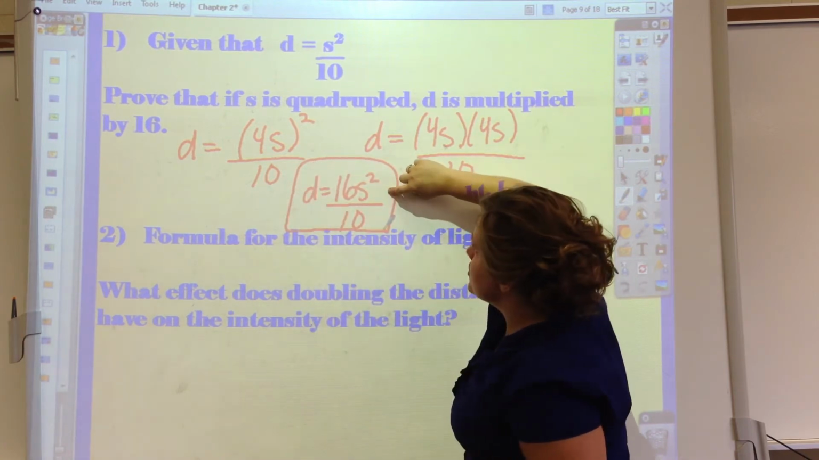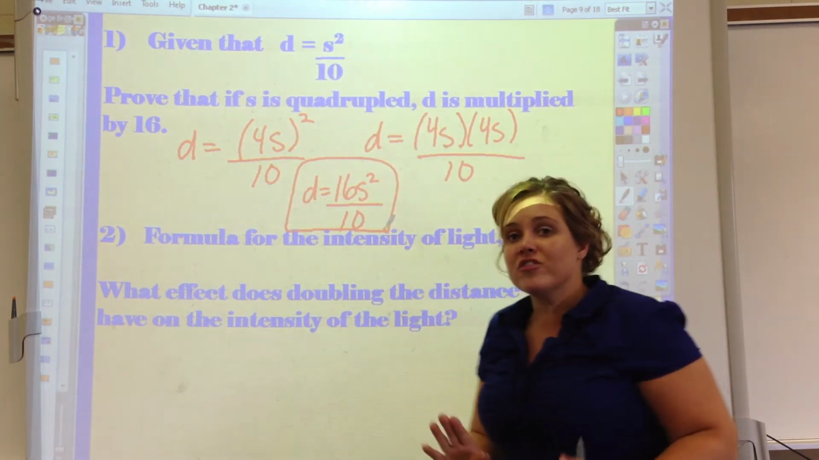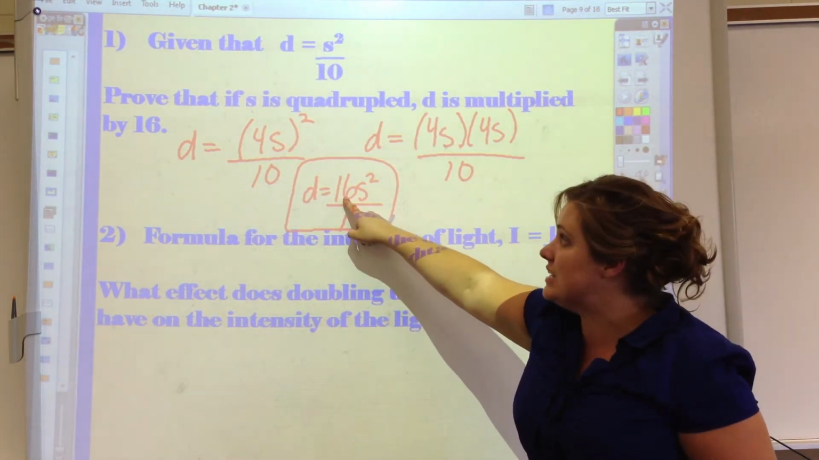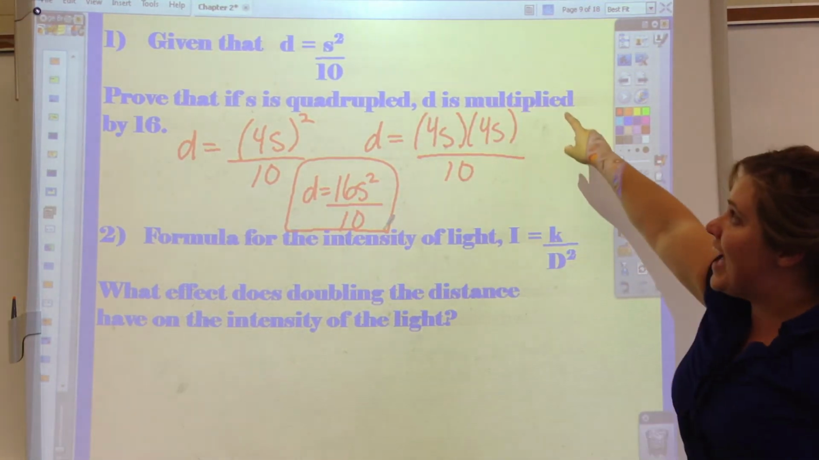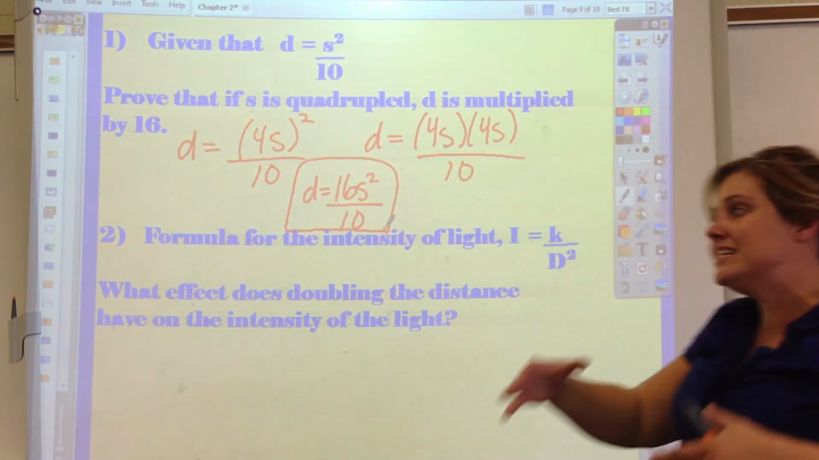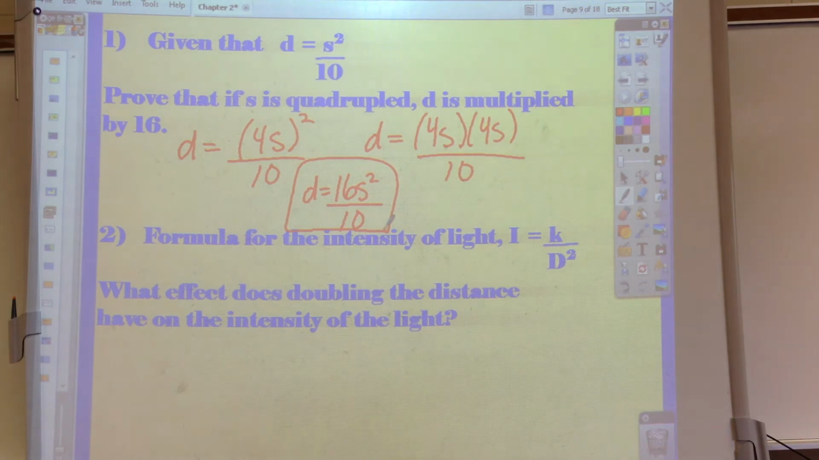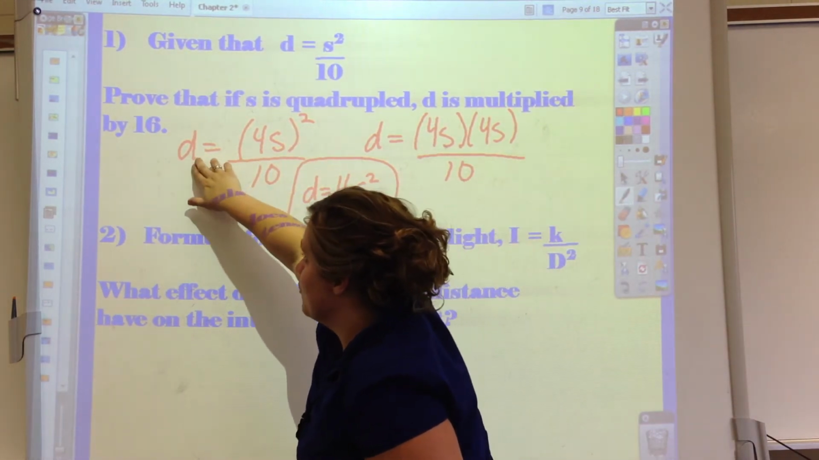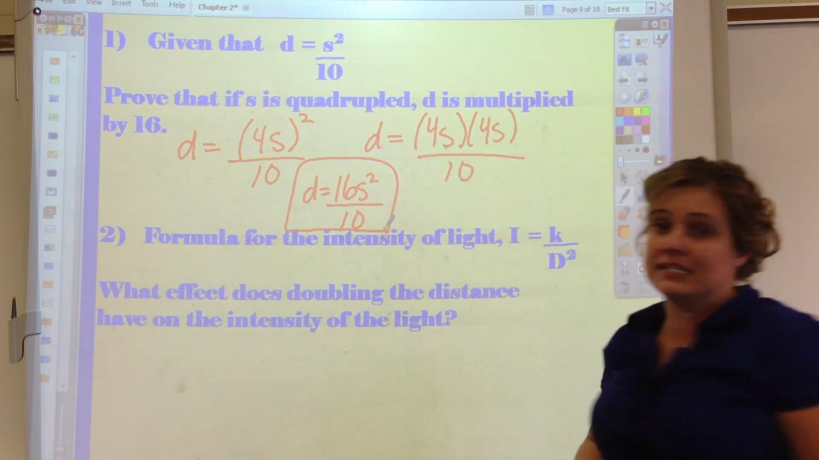Look at this equation versus this equation. They're both exactly the same, except for now my output has been multiplied by 16. So if s gets multiplied by 4, d got multiplied by 4 to the power of 2. I multiply s by 4, d gets multiplied by 4 to the power of 2, or in this case, 16.